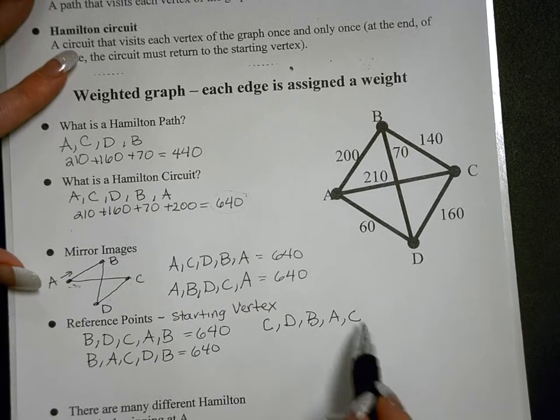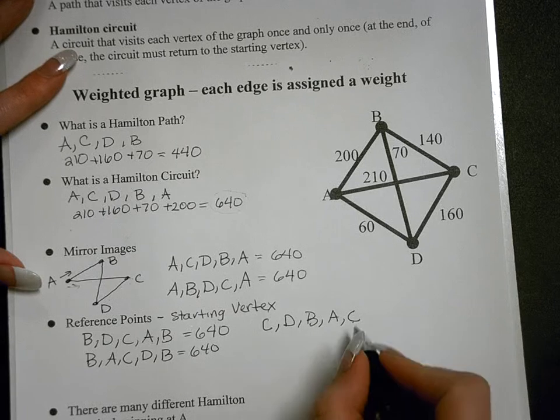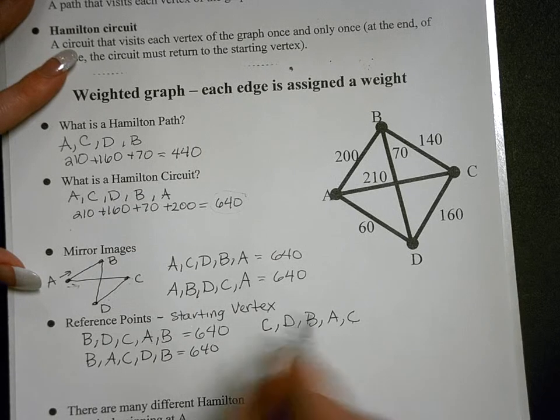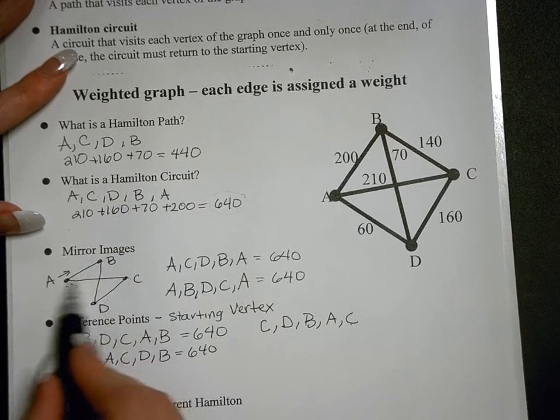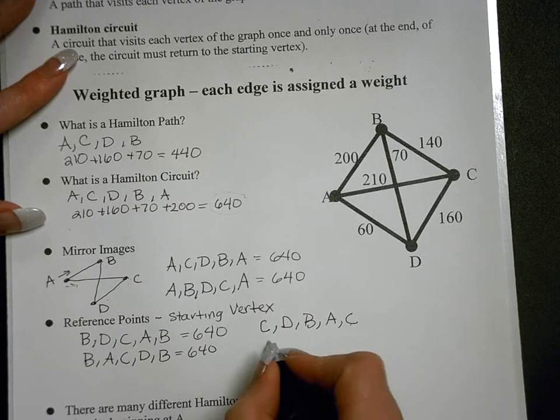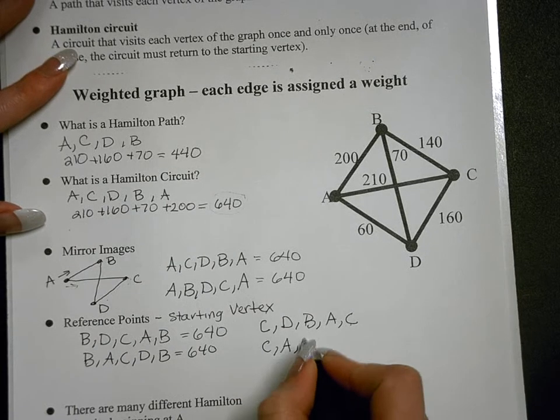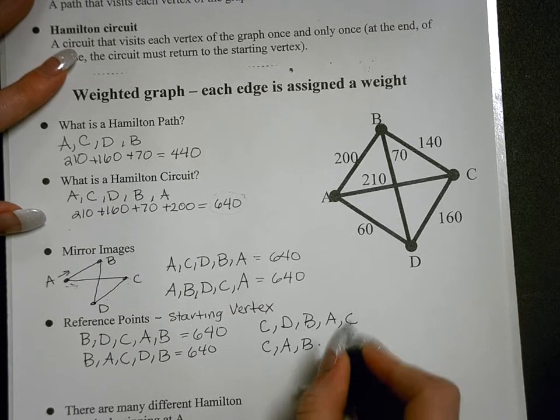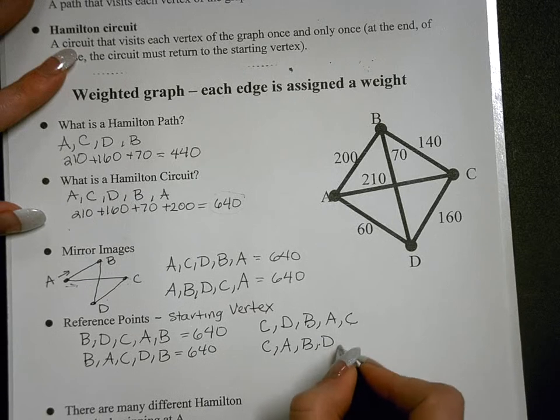If we wrote the mirror image, it would just be simply backwards: C, A, B, D, C. It would just be going the other way.